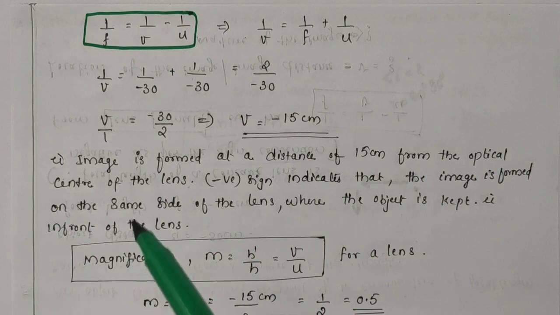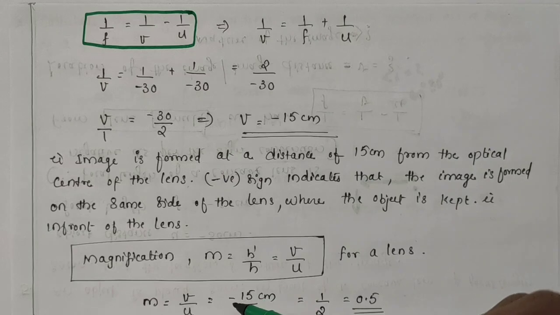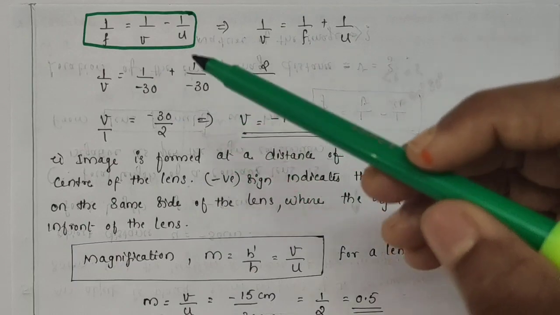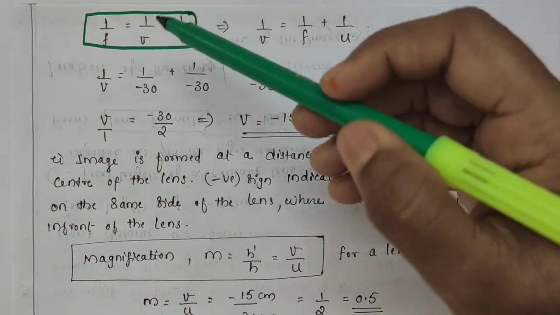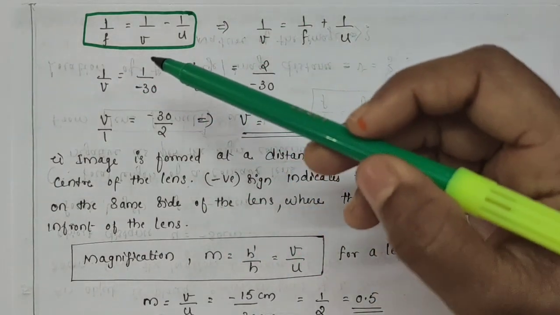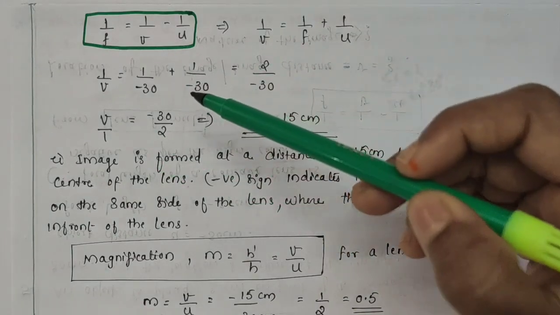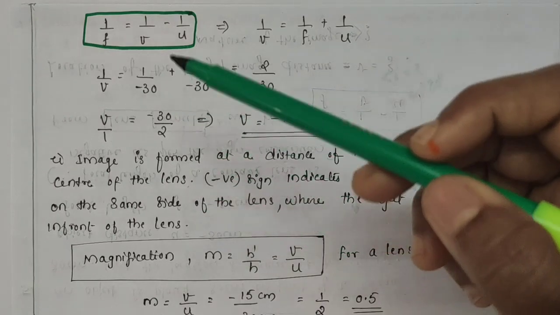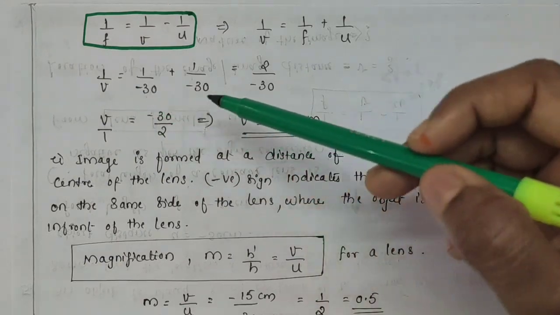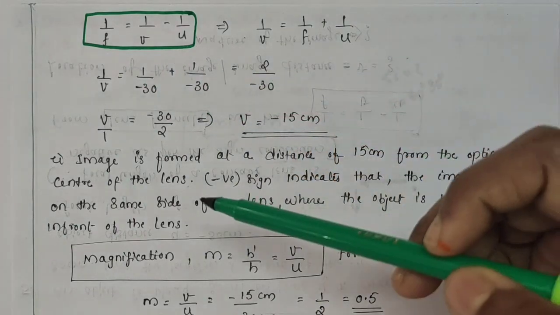See, from the lens formula we have 1 by f is equal to 1 by v minus 1 by u. First of all, we want to know the location of the image, or image distance v. So to find v, I am taking this minus 1 by u to this side so that it becomes plus 1 by u. So we can write 1 by v is equal to 1 by f, f is minus 30, plus 1 by u, u is also minus 30. Then we have a common denominator minus 30, so just add the numerators, 1 plus 1, 2.